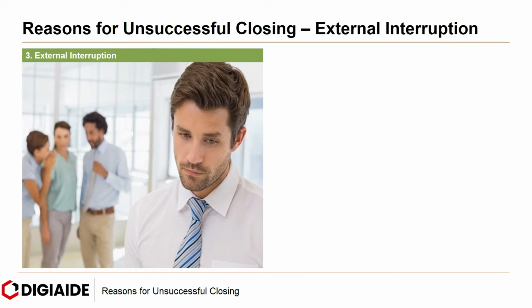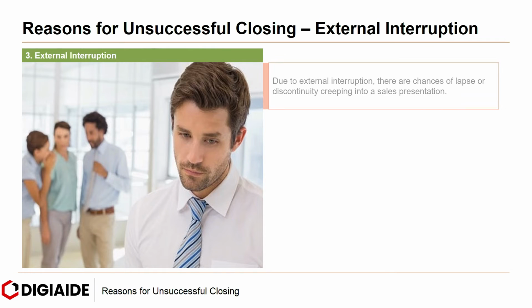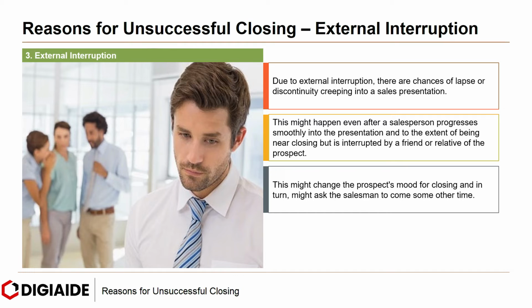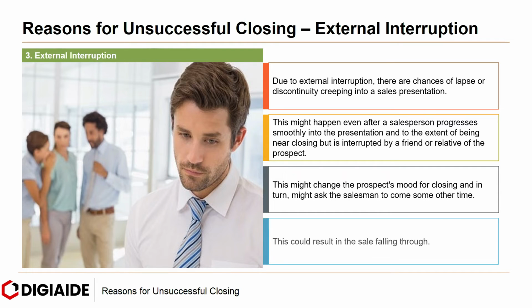The third reason, external interruption. Due to external interruption, there are chances of lapse or discontinuity creeping into a sales presentation. This might happen even after a salesperson progresses smoothly into the presentation and to the extent of being near closing, but it is interrupted by a friend or relative of the prospect. This might change the prospect's mood for closing and in turn might ask the salesman to come some other time. This could result in the sale falling through.